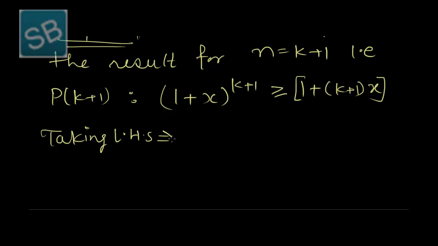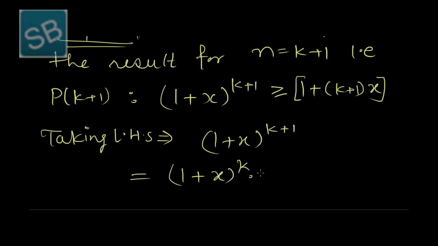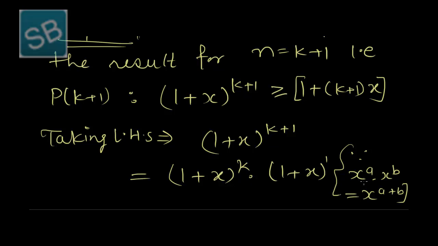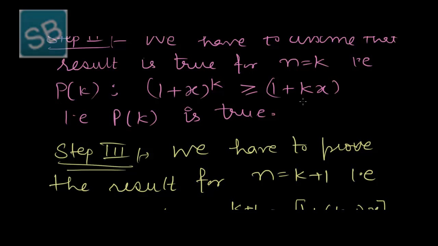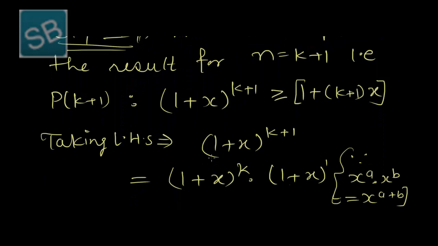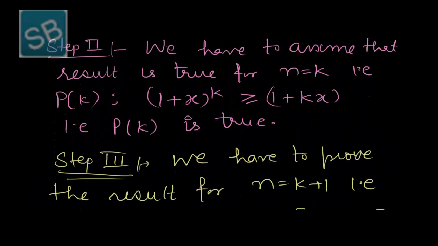So this we have taken, left hand side. That involves (1 + x)^(k+1). This can be further factorized as (1 + x)^k into (1 + x)^1, because x^a into x^b is equal to x^(a+b). If bases are same, then these powers are added, and if powers are added, then it can be factorized into these two factors. So we get (1 + x)^k product (1 + x). As we know that in step 2 we have (1 + x)^k is greater than or equal to 1 + kx. So we will use step 2 in step 3. That is, we will replace this by 1 + kx, that is in step 2, that is greater than.